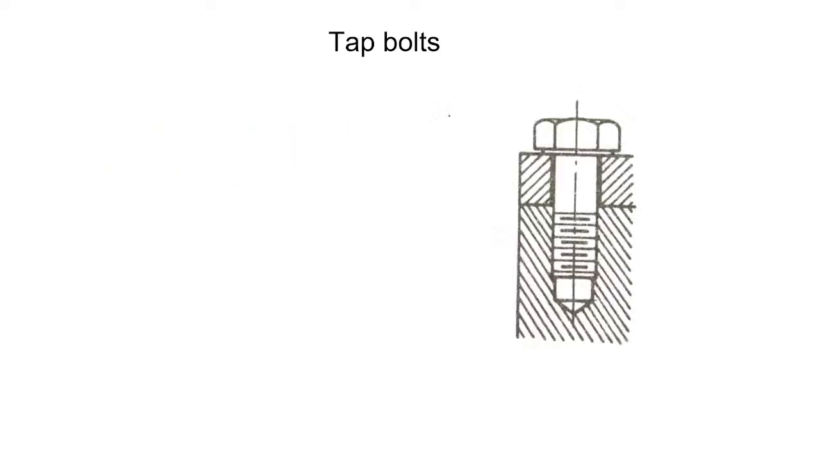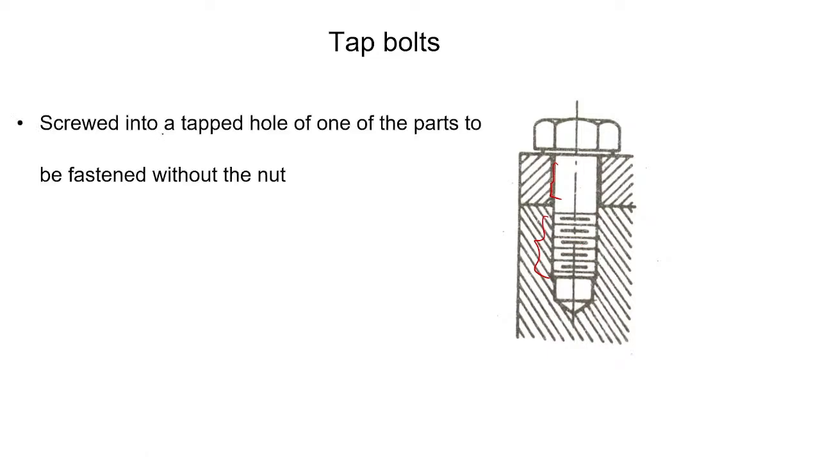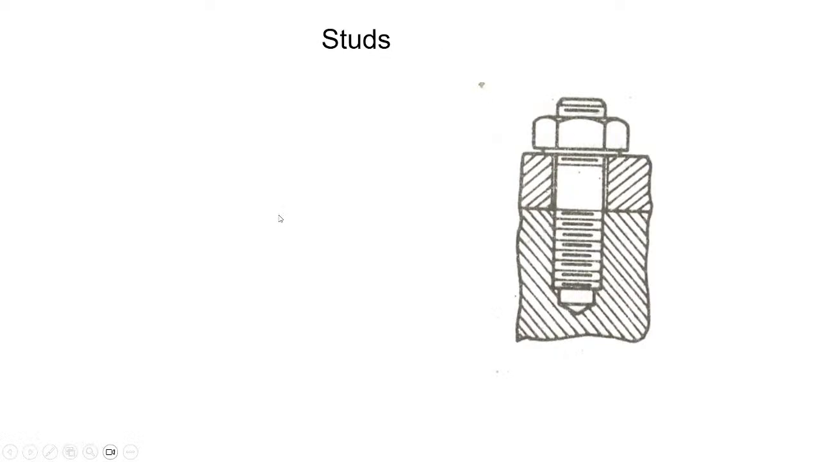Next are tap bolts. There won't be a nut on one side, but the bolt consists of a threaded portion and a non-threaded portion. It is used for assembling two machine parts together. It is screwed into a tapped hole of one of the parts to be fastened, without the nut. So one of the parts is fastened or assembled without using a nut.